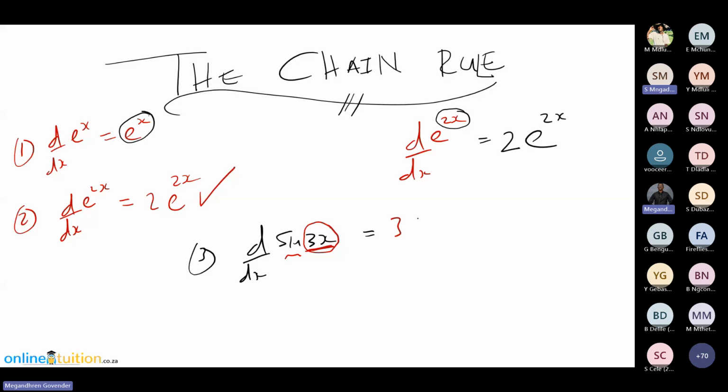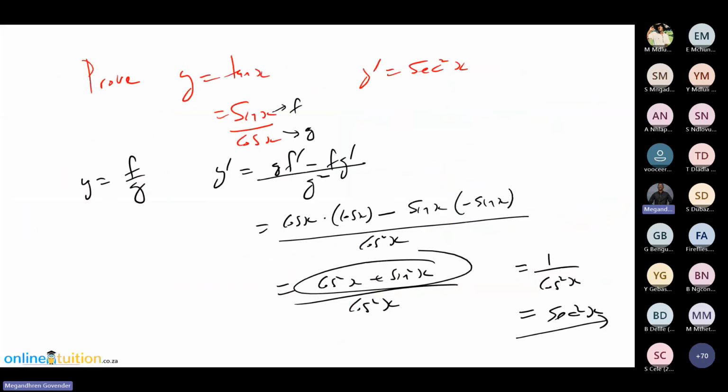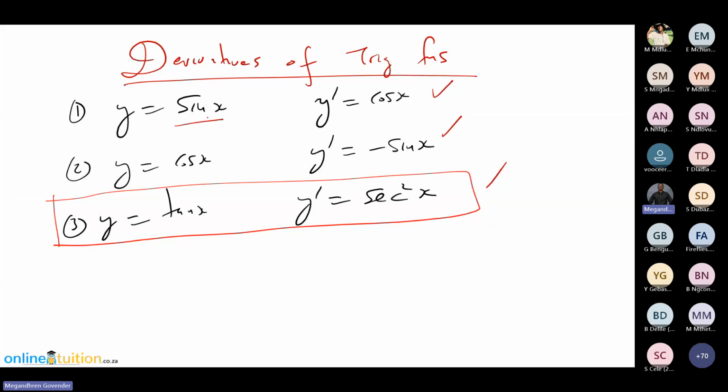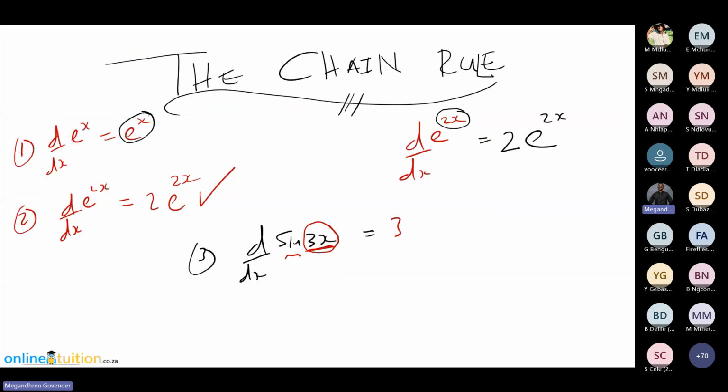It's cos. It's cos of 3x. Let's go back. The derivative of sine of something is cos of that something. So that's all you write down. The derivative of sine of something is cos of that something, which was 3x. And there's your answer. Boom, walk away. You see? So let's try another one.